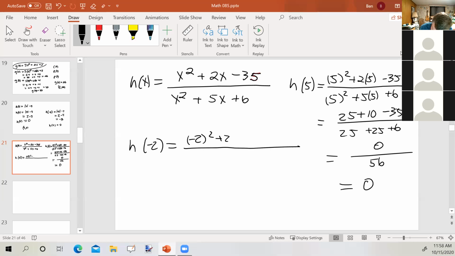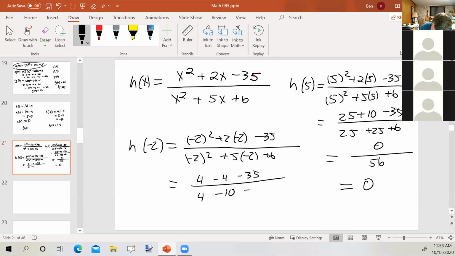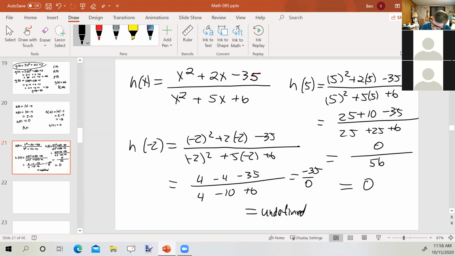-2 squared plus 2 times -2 minus 35 over -2 squared plus 5 times -2 plus 6, which is 4 minus 4 minus 35 over 4 minus 10 plus 6, which is -35 over 0, which is what? Undefined. Right. So 0 divided by a non-zero number equals 0. A non-zero number divided by 0 is undefined. It's all fun and games till you divide by 0, and then it's undefined.